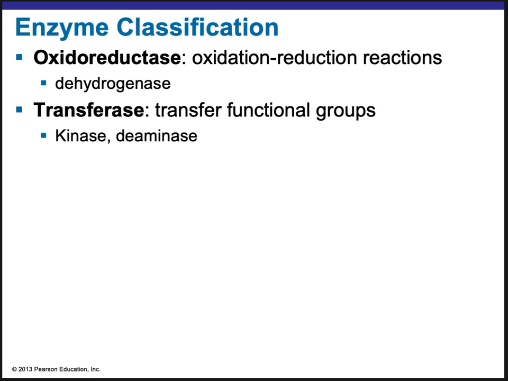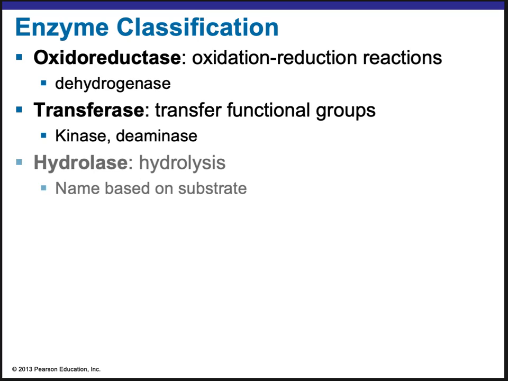We have things like transferases, where you're adding or removing a group, like a kinase, or you remove an amine group, so a deaminase. A kinase can add or remove a phosphate group, depending on the situation. Hydrolase, like hydrolyzing something, okay? These are usually named so that the specific substrate that it works on, or the product that it makes, will appear in the name.